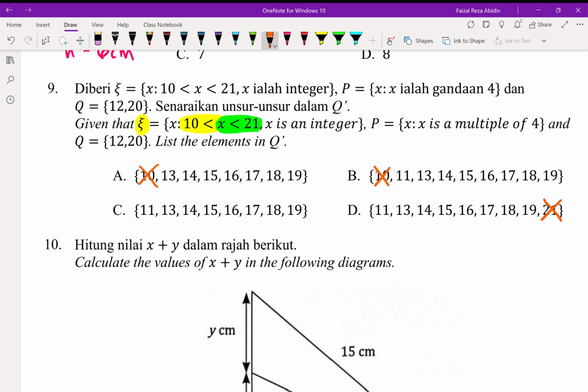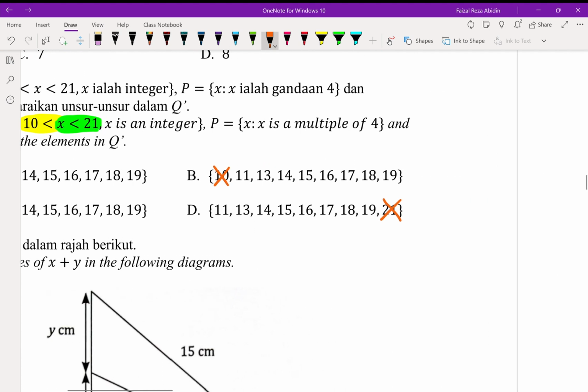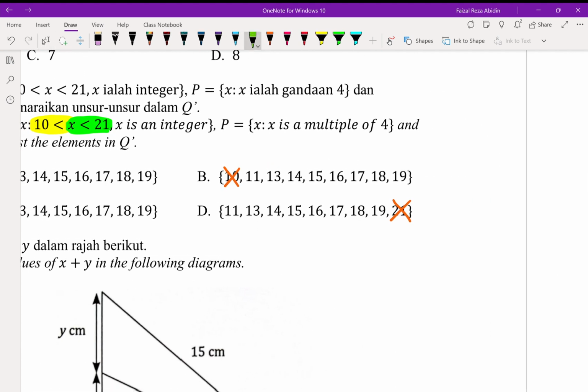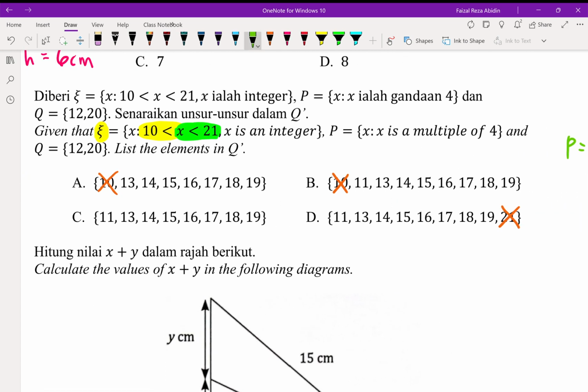Okay, P here is going to be multiples of 4. So multiples of 4 must be from our universal set there. So P, you are going to have, starting from 11, is it a multiple of 4? No. 12, 16, 20. Stop. Why? Less than 21. Okay, that's going to be our P here.